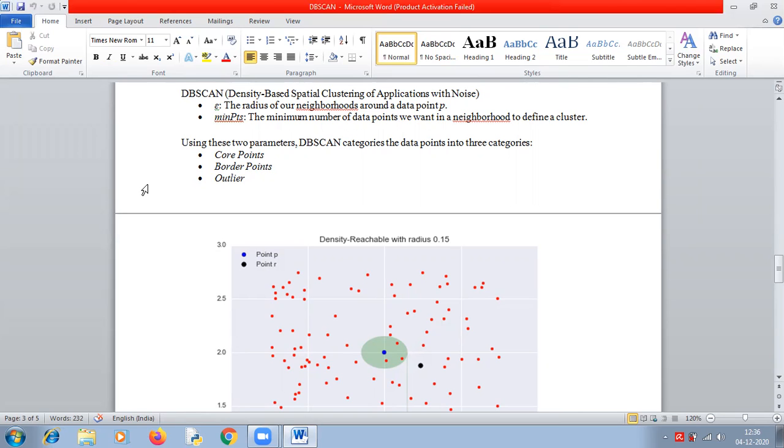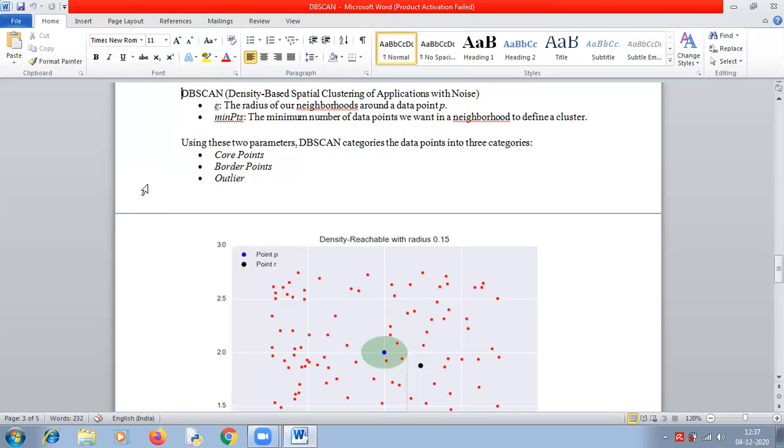So what is a core point? A data point P is a core point if its neighborhood contains at least minimum points. We define the value for the minimum points. So a core point is a data point whose neighborhood contains at least the minimum points. That is known as a core point.